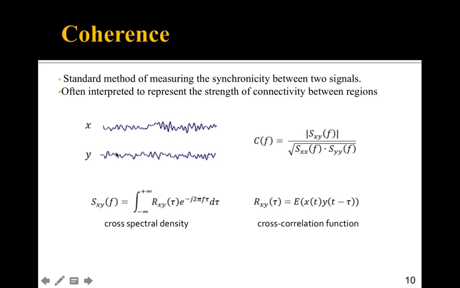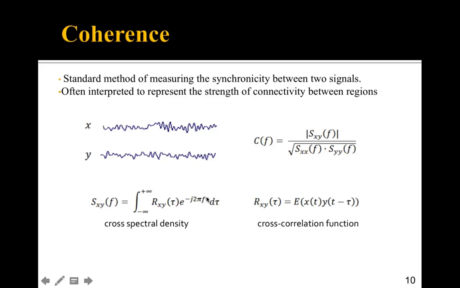Basically what you're doing is you're taking the signal and you're shifting it. You're finding what we refer to as cross correlation. You're then integrating that over all shifts and getting a function of frequency. The Rxy of tau is the cross correlation. The e to the minus j2 pi f tau is the Fourier transform part.